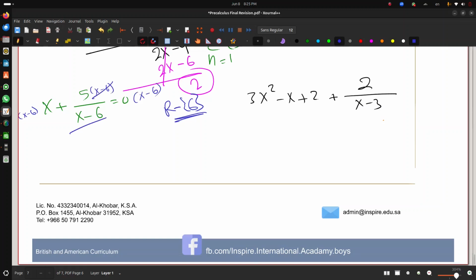This one with this one will cancel. This one will be x squared minus 6x after distributing. Okay, and plus 5 is equal to 0. Use your calculator, you will find it to be 5 and 1.